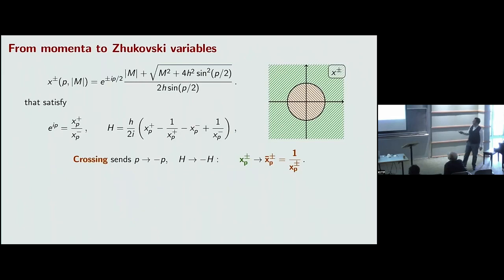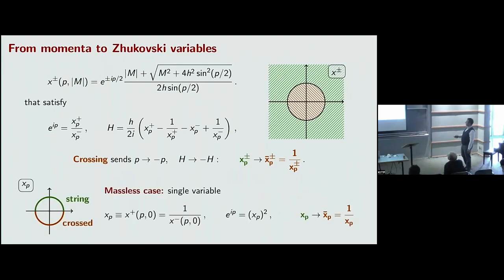For m equals 0, something special happens, because when m is equal to 0, this formula simplifies: the m here drops, the square root simplifies, and at the end of the day x plus and x minus are just inverse to each other, so I can have a single x without any plus or minus. Another thing you realize is that while you could have complex momenta for massive particles, you cannot really make bound states of massless particles, so they just live on a line, or rather on this green half circle if they're physical particles. If you do the crossing transformation, x goes to 1 over x again, and they live on the bottom of the circle.